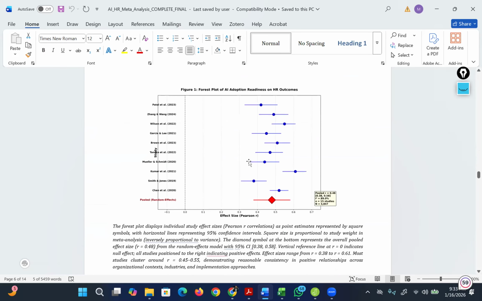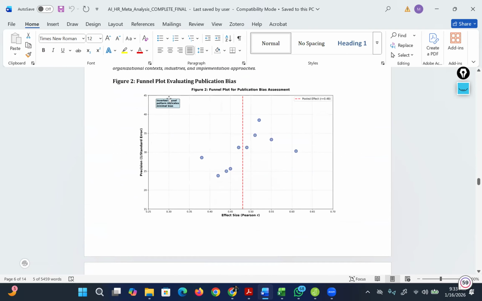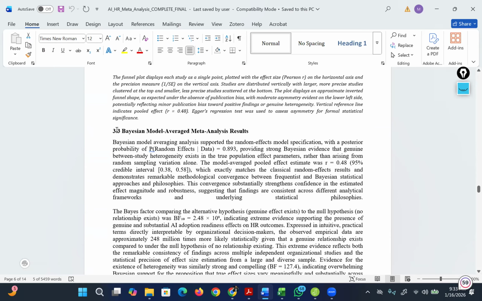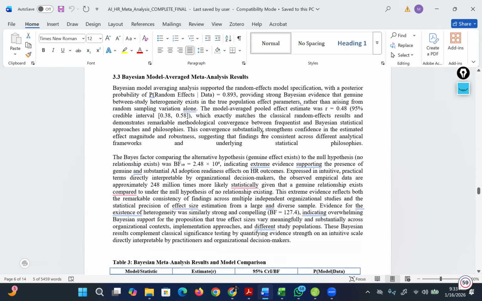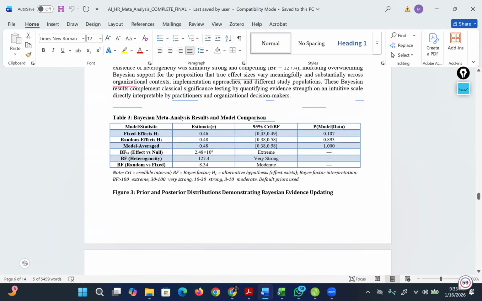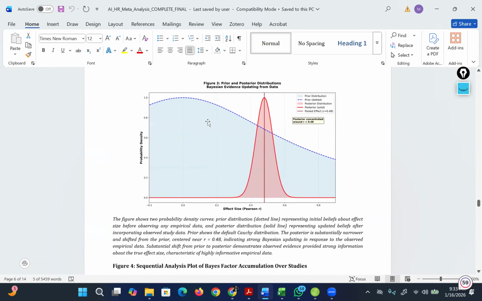And then we have this forest plot, which I will explain later on. Then we have the publication bias plot, which I will of course explain to you. Then we have the Bayesian part, which, of course, part of this course is Bayesian also. So this is another table for the Bayesian one.